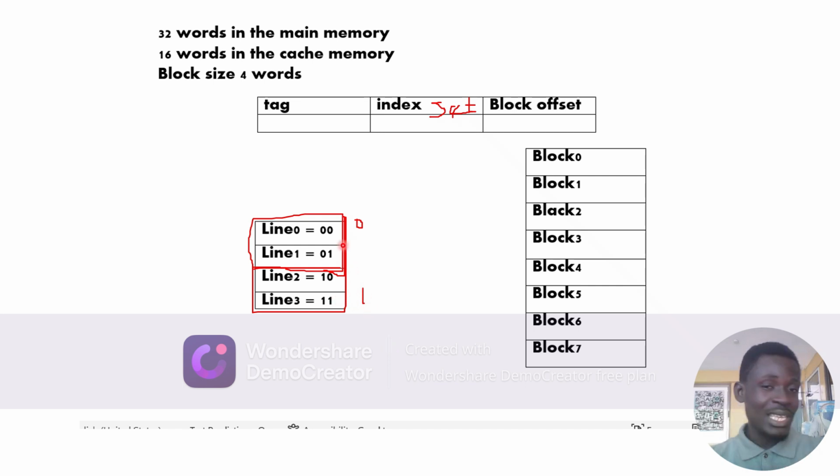So how many sets do we have here? We have two sets. So we are going to use the modulo formula. So we will get to know that this set is here, this set is here. We will use the modulo formula.